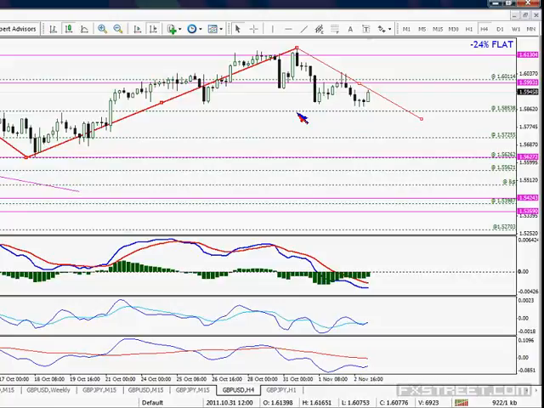Impulsive or corrective? Now, of course, the theory is more complicated than just that, but in a nutshell, an impulsive wave is one that goes in the direction of the main trend. It's longer, it's stronger, and it lasts longer in time. The dynamic of the wave is more aggressive. You see bigger candles, less retracements, less choppiness.